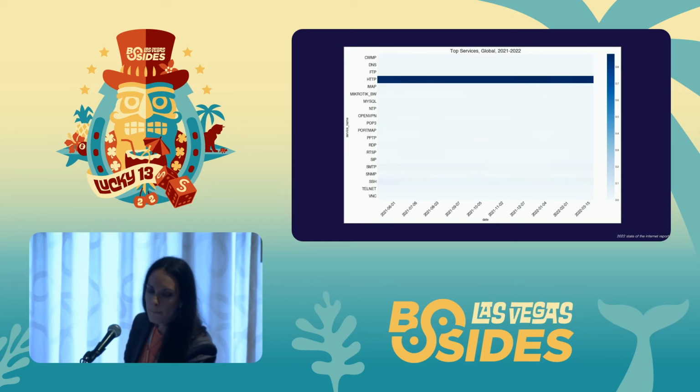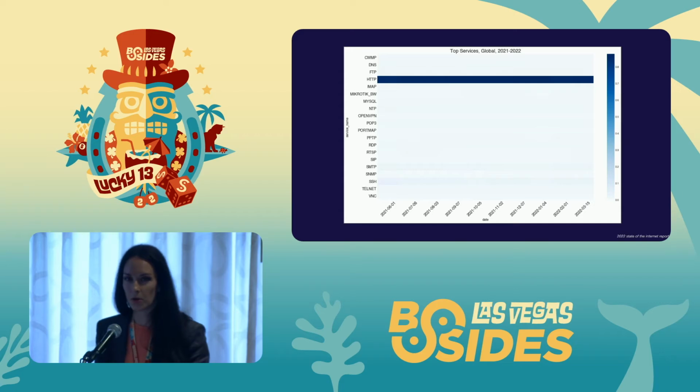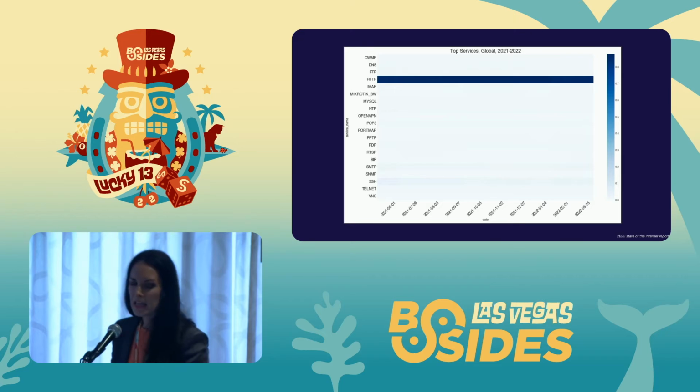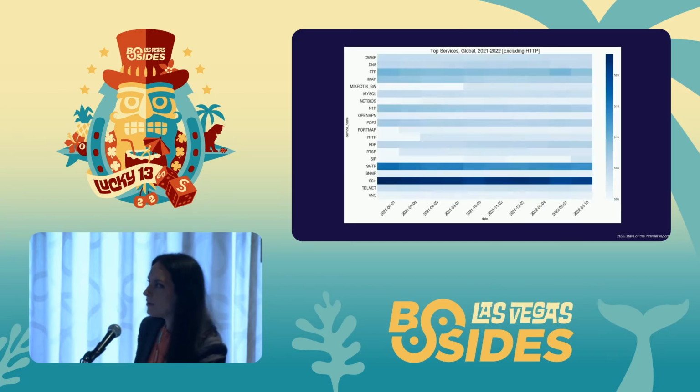So it's a lot. But the thing with this is that HTTP is a whole order of magnitude larger than anything else that we're seeing. So I want to dig a little bit deeper, because I can make out some different variations of color here, but it's really hard to pick apart. So if I take out HTTP, here's what I get.